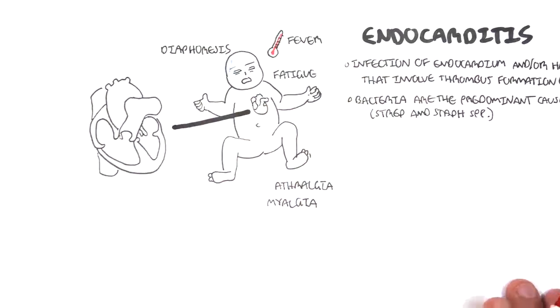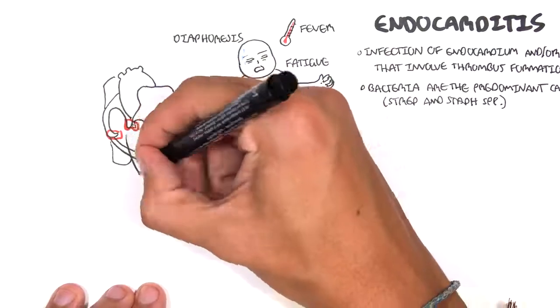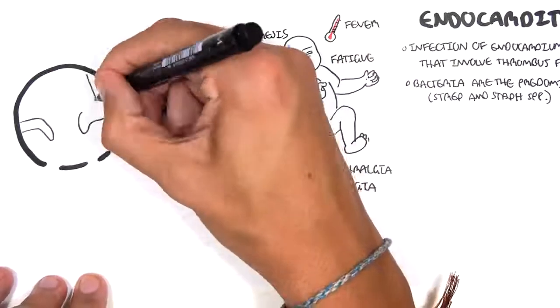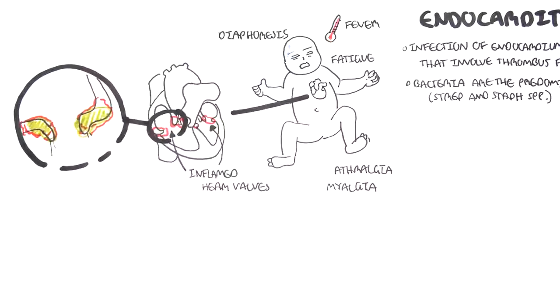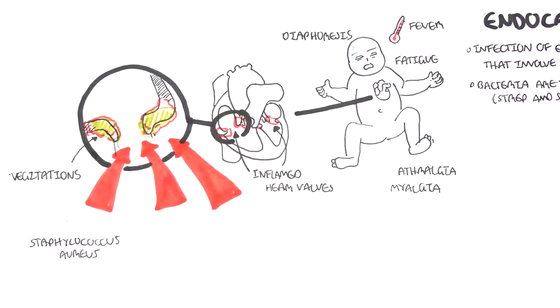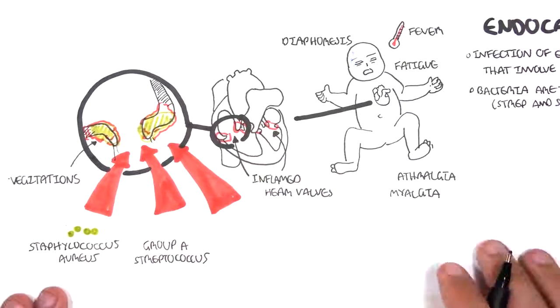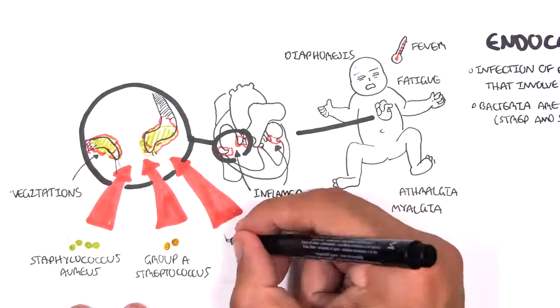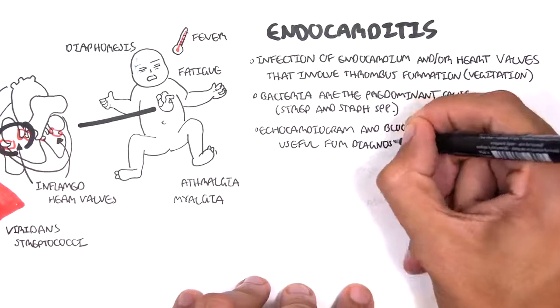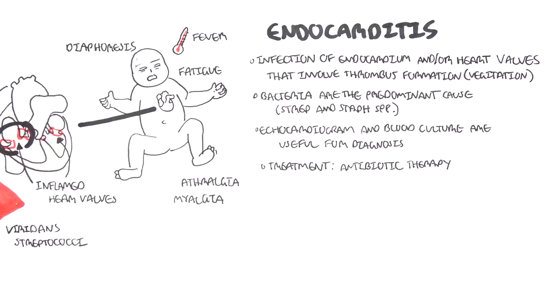Endocarditis, you essentially get inflamed heart valves, initially by the bacteria. The bacteria then grow in this environment, causing vegetations. This can impair heart function and can lead to valvular heart disease. The causative agents, again, are mainly bacteria, including Staphylococcus aureus, group A Streptococcus, and viridans Streptococci. An echocardiogram and blood cultures are useful for diagnosis, and treatment involves antibiotic therapy empirically, followed by targeted therapy once the causative agent is identified.